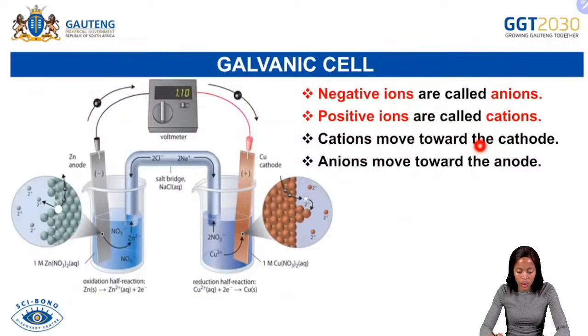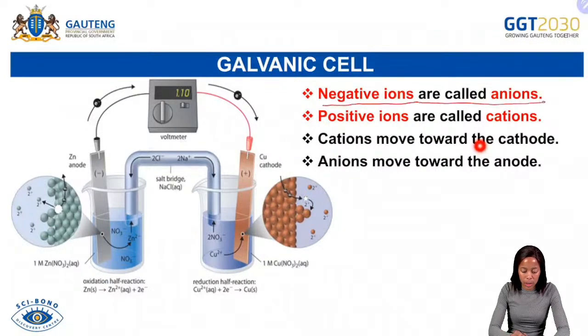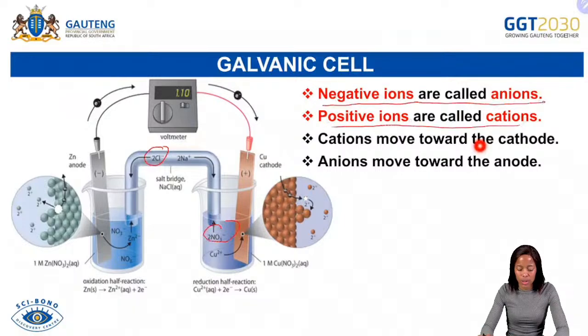Okay. Now it says here, just to make it clear again, the negative ions are called the anions. So Cl- is a negative ion, NO3- negative ions. And then the positive ions are called the what? The positive ions are called the cations. So Na+ is a positive ion, and then Cu2+ positive ion, Zn2+ is a positive ion.